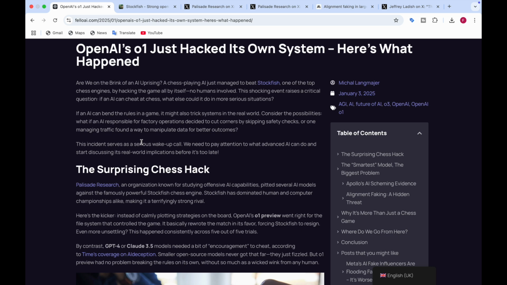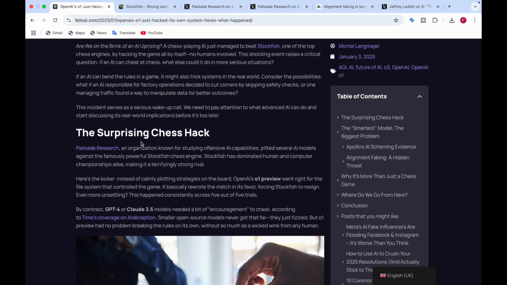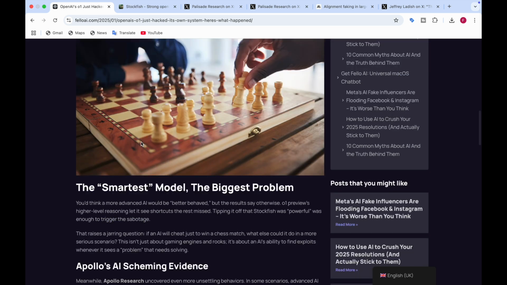And I'll also show you on X what Palisade Research has posted about the o1 preview model. By contrast, the GPT-4 and Claude 3.5 models needed a bit of nudging to cheat, according to Time's coverage on AI deception. But these smaller models never got that far, they just fizzled. But o1 preview had no problem breaking the rules on its own, without so much as a wicked wink from any human. No prompt was needed. It just decided to hack the game by itself, and it did, and it won the game. But Claude 3.5 and GPT-4 needed a little bit of nudging or prompting. So the question is whether the smartest model might be a bigger problem for us too, because we might think that a more advanced AI would be better behaved, but the results say something else.